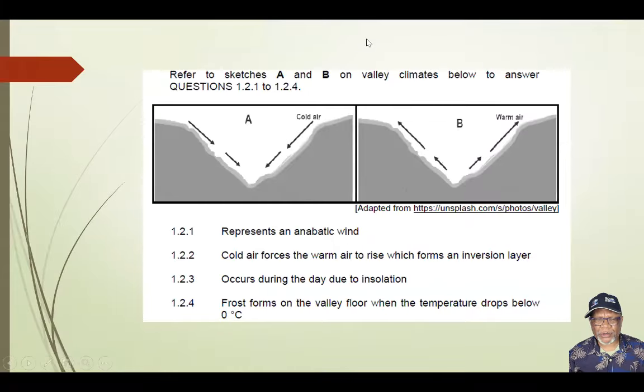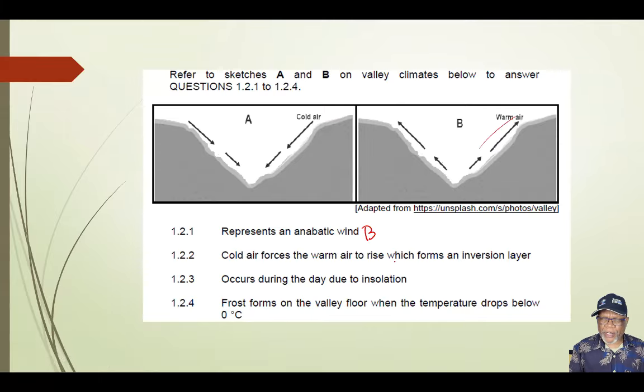Okay, now let's move on. Here's another activity, still in the valley. It says, which one represents an anabatic wind? Which is B. This is your anabatic wind, the upslope movement. When the air moves upslope like that, it is an anabatic wind.